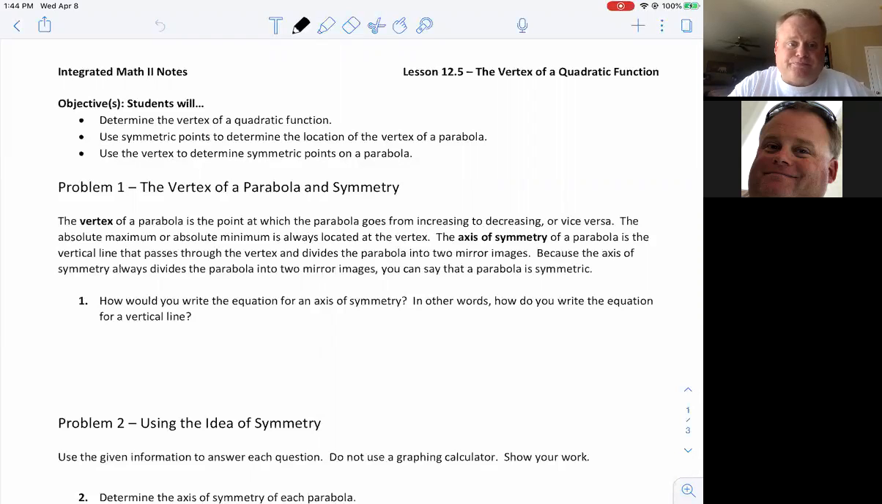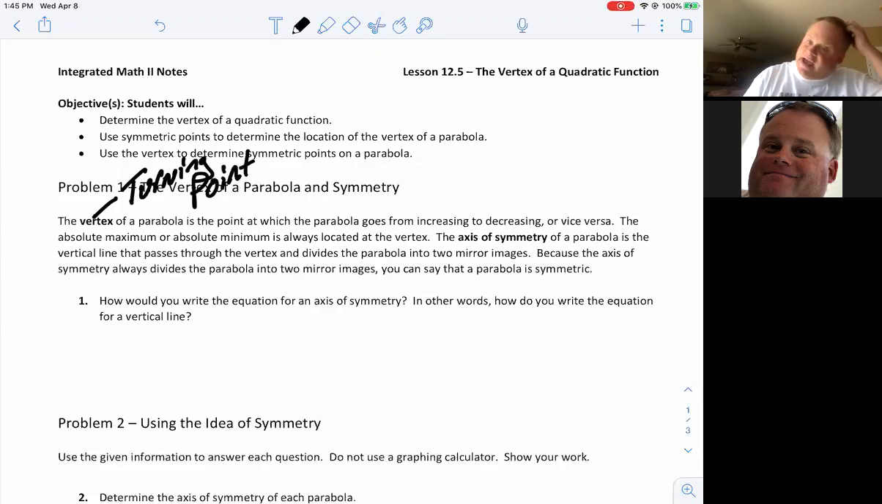So here we go. It says, problem 1, the vertex of a parabola and symmetry. The vertex of a parabola is the point at which the parabola goes from increasing to decreasing or vice versa. And we've talked about that before. We kind of call the vertex our turning point. So I like writing that right up here, my turning point. At that turning point along the x-axis, the parabola is neither increasing nor decreasing because it is literally turning, right there.